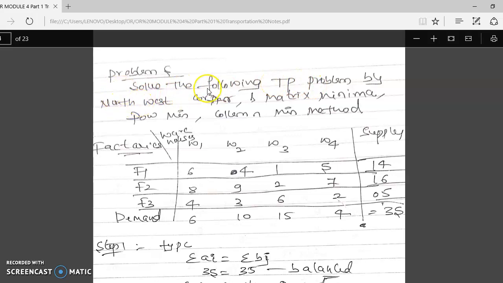The first is northwest corner, matrix minimum. Vogel's approximation method will solve later. This row minimum and column minimum method are not there in your syllabus. Okay. So, for the time being, we have northwest corner and matrix minimum and Vogel's approximation method. So, first we'll see these two. Vogel's will be solved later.